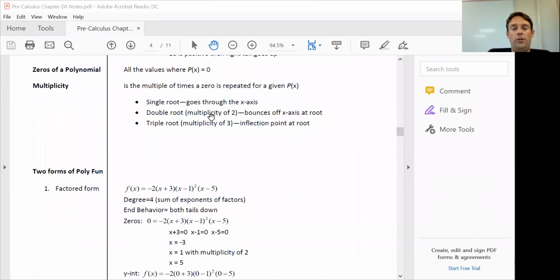On top of that, something else that we need to know is what happens to the roots. Now, a root is nothing more. There's a whole bunch of things that mean the same thing. There's X-intercepts.